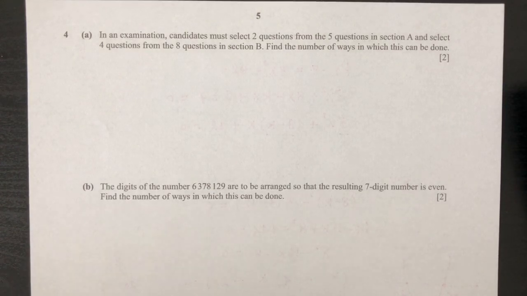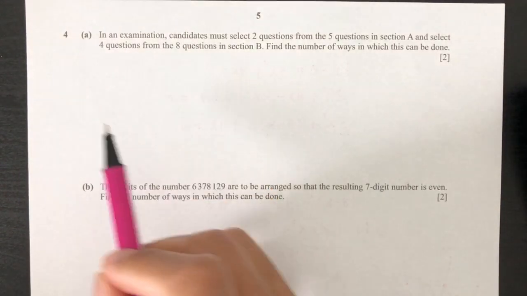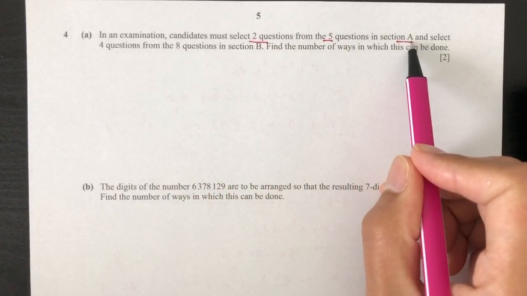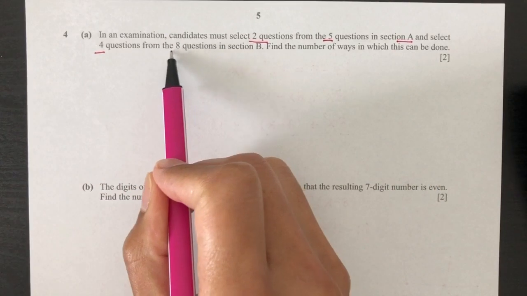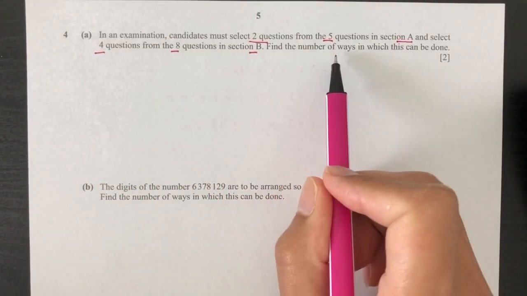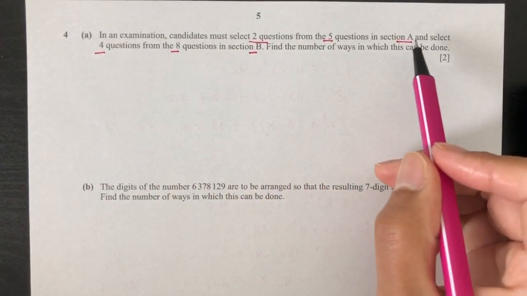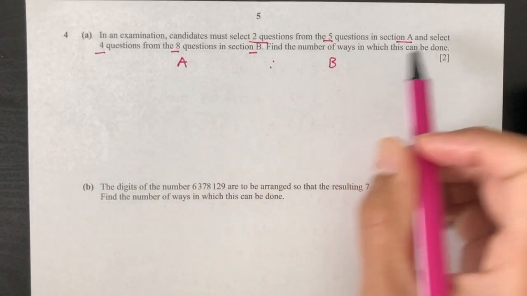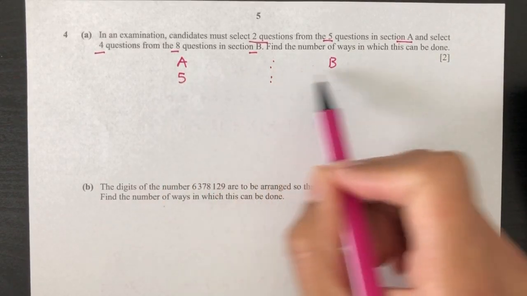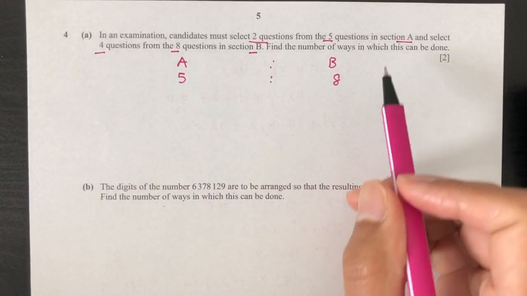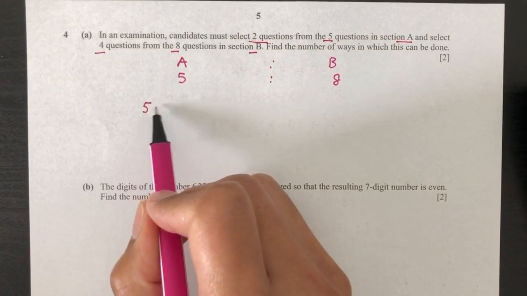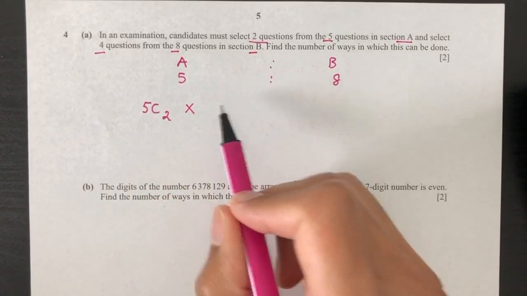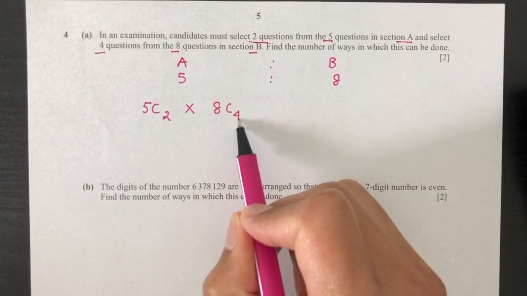Question number 4 we have, in an examination, candidates must select 2 questions from the 5 questions in section A and select 4 questions from the 8 questions in section B. Find the number of ways in which this can be done. So here we have 2 sections. We have A and B. In A we have 5 questions and in B we have 8 questions. So it says we have to select 2 questions, so 5 choose 2 from A, and we have to select 4 questions from 8. So from 8 we select 4 questions.